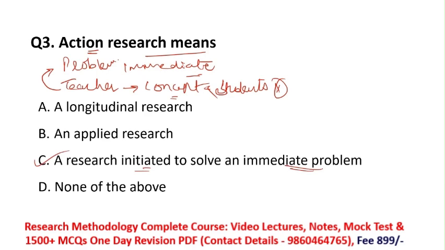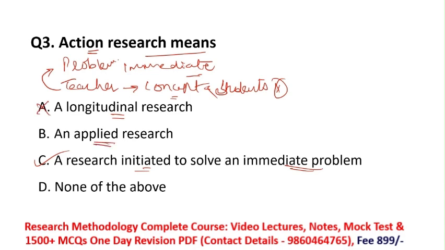So here option C is the right answer, and we will see the incorrect options as well. Option A is longitudinal research. Longitudinal research means a research which goes for a long period of time. The meaning of the word longitudinal is long, for a long period of time. But in action research the researcher solves a problem which is immediate, not for a long period of time. That's why option A is incorrect.